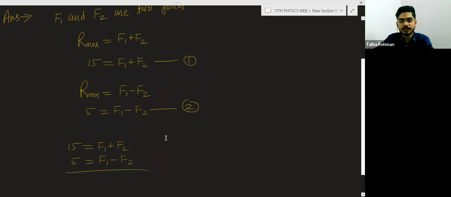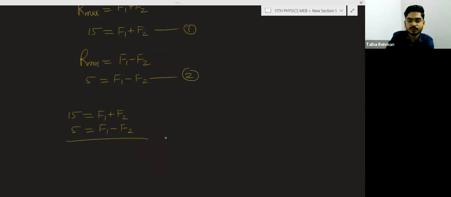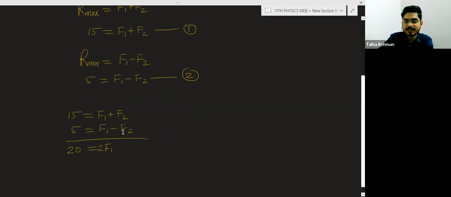Add both the equations, equation number 1 and equation number 2. Here you will get 20. Here you will get F1 plus F1 is equal to 2F1, and this plus F2 and minus F2 will be cancelled out. So your F1 will be 10 Newton. Unit of force is Newton.